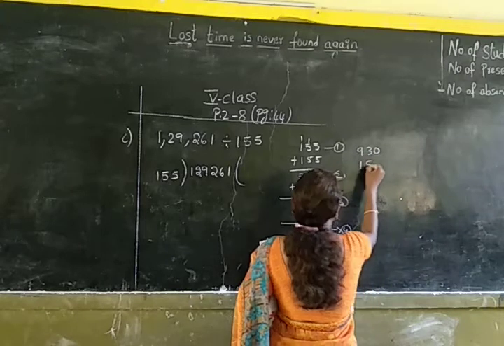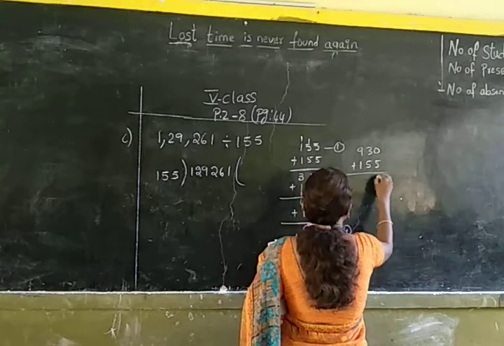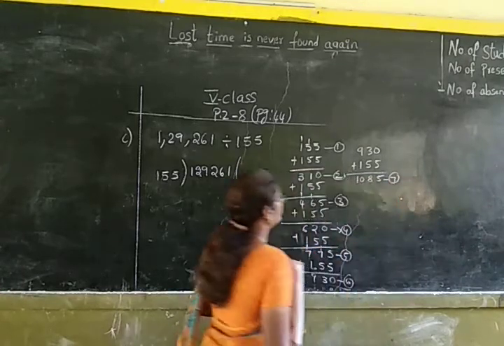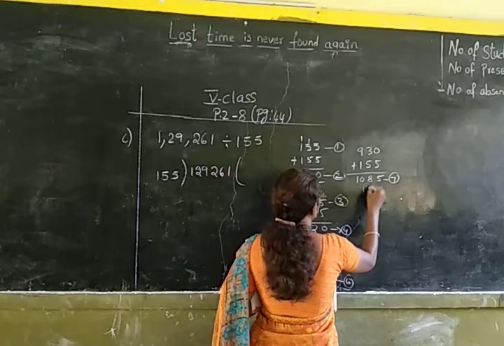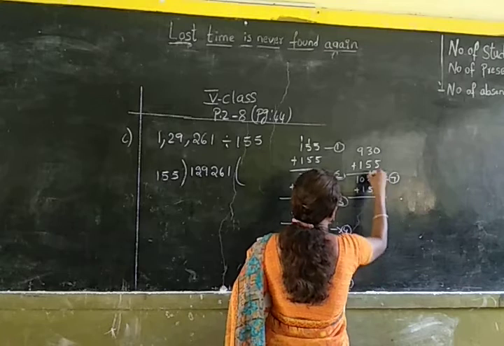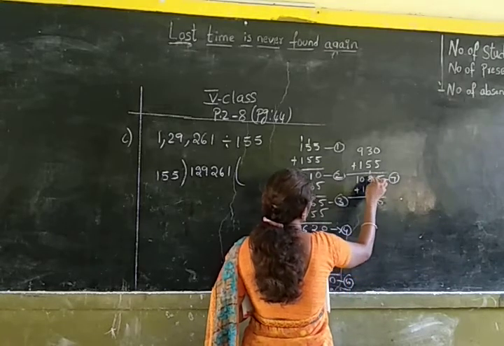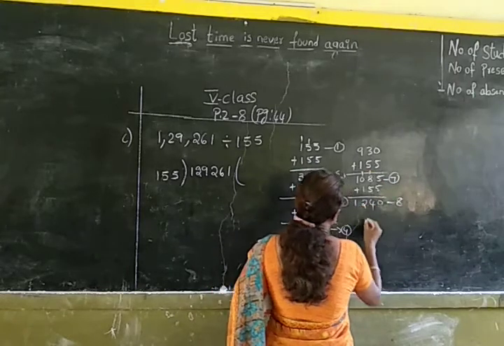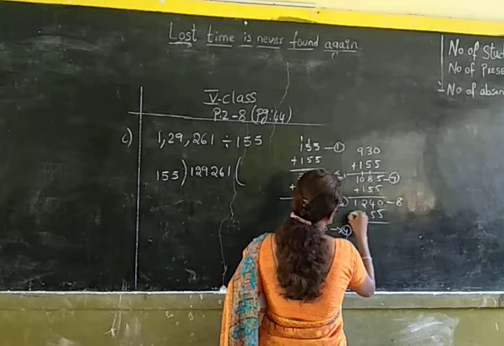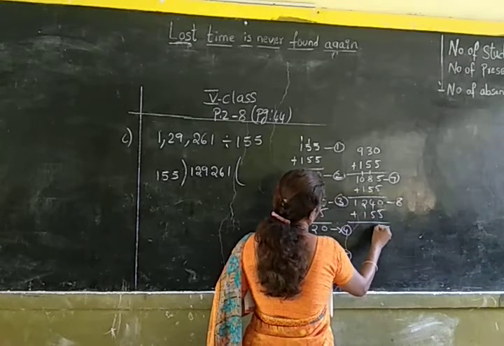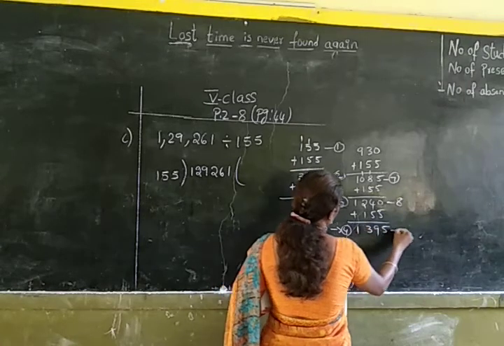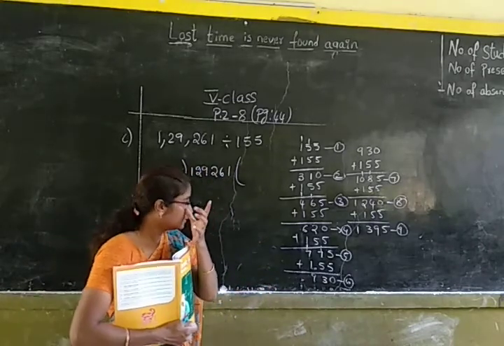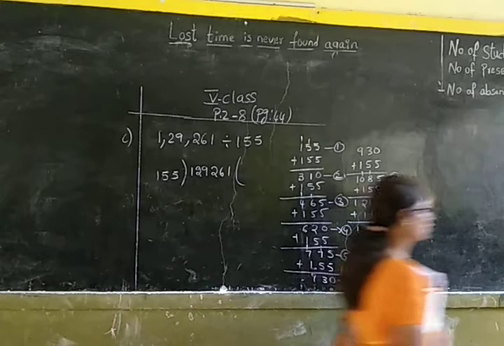930 plus 155. 5, 8, 10. This is 7 times. Again I am going to add 155. 10. 8 plus 5 is 13. 13 plus 1 is 14. 2, 1. This is 8 times. Again I am going to add 155. 5, 9, 3, 1. This is 9 times. So I have written the table by using the method of repeated addition. Okay, children?